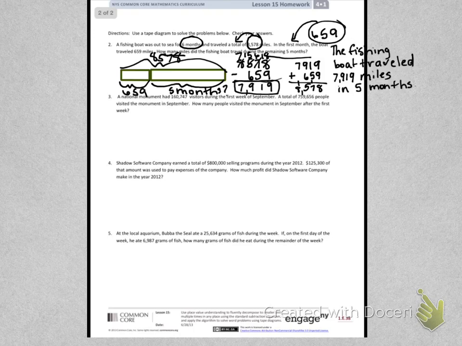So to make sure we answer the question, how many miles did the fishing boat travel during the remaining 5 months? Our answer would be the fishing boat traveled 7,919 miles in 5 months.